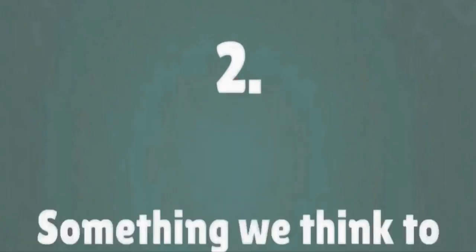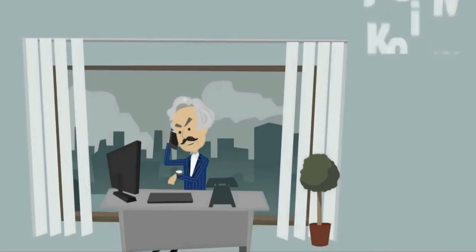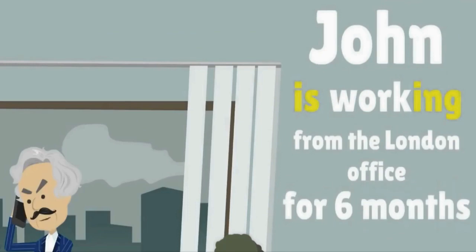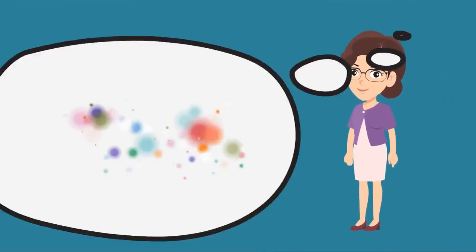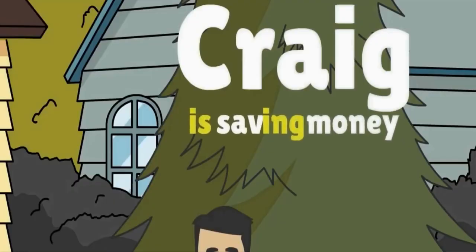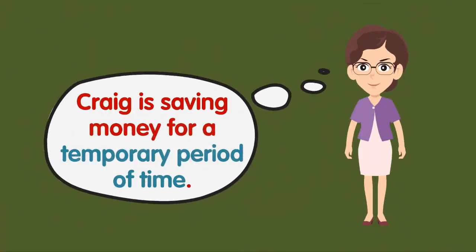2. Something we think to be temporary. John is working from the London office for 6 months. 6 months is a temporary period of time. Craig is saving money to buy a new house. Greg is saving money for a temporary period of time.